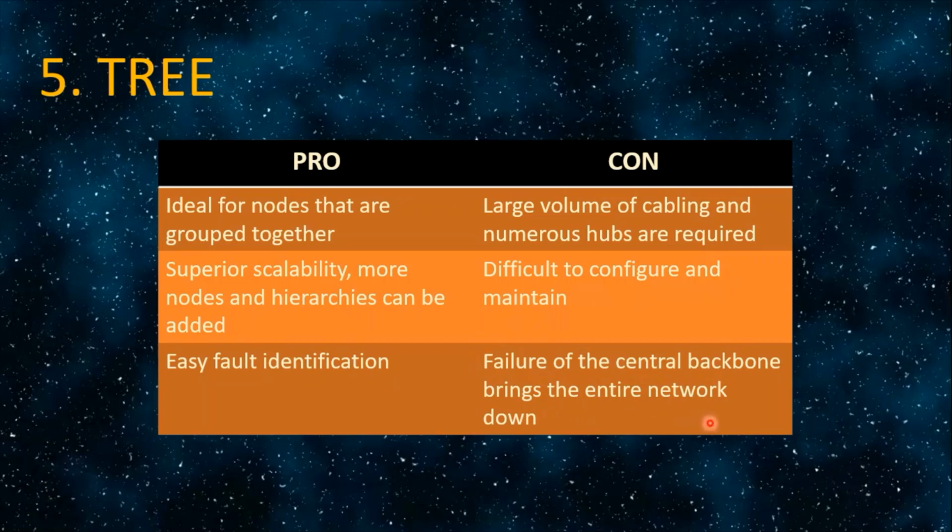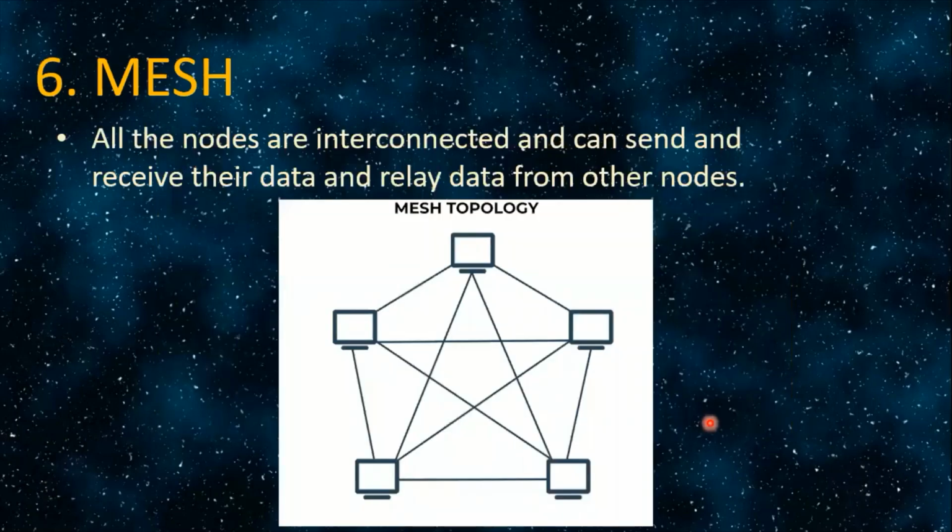Now we have the mesh topology, in which all the nodes are interconnected and can send and receive their data and relay data from other nodes. Here we have an example of a mesh topology. You can see here, each device is connected to the other, as we said before.